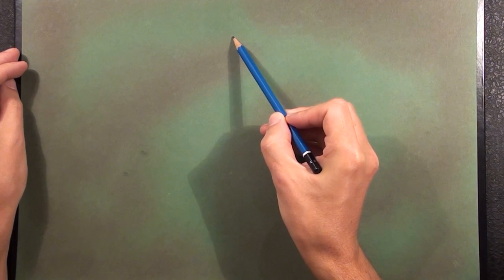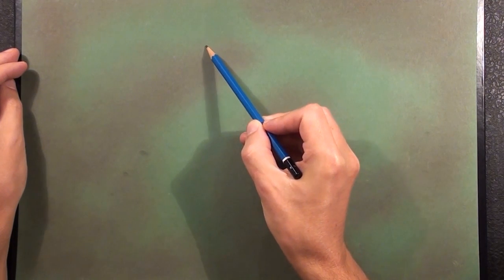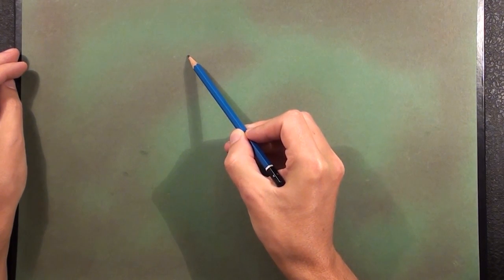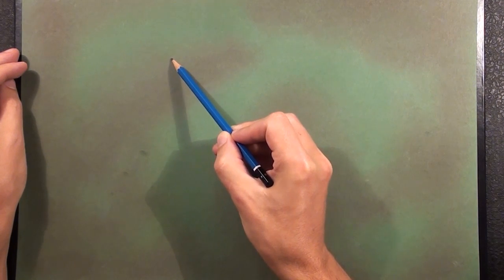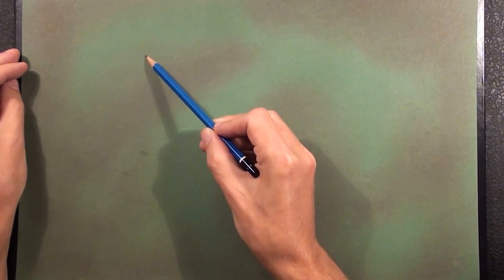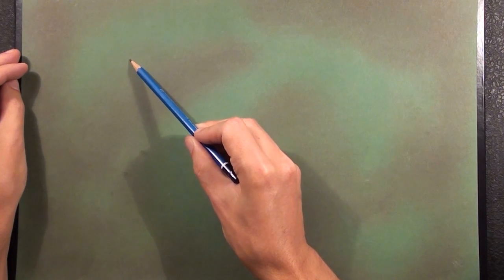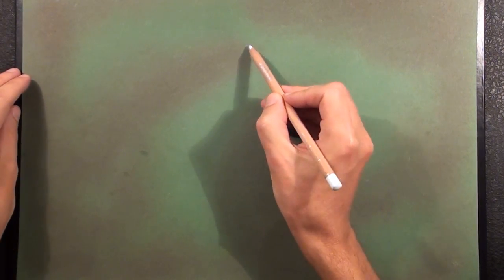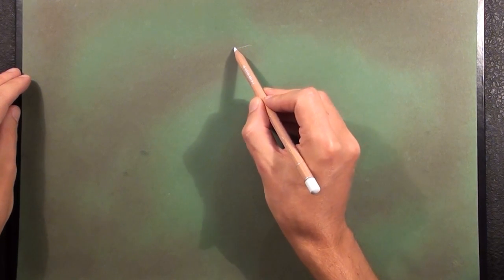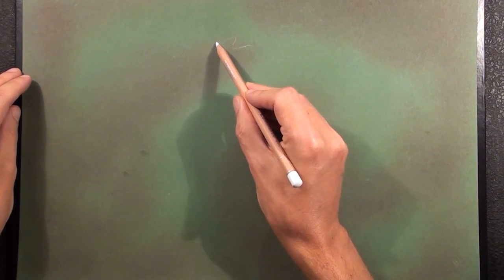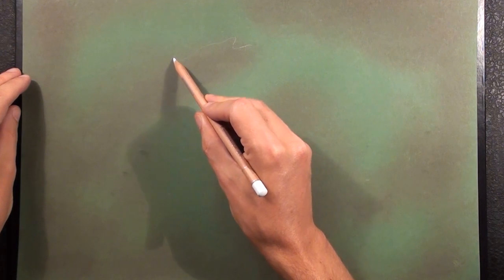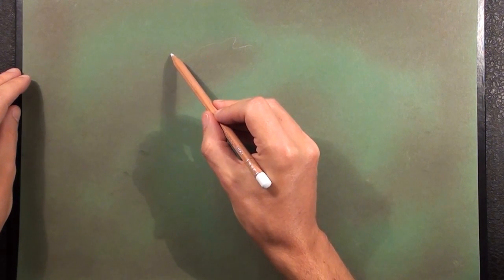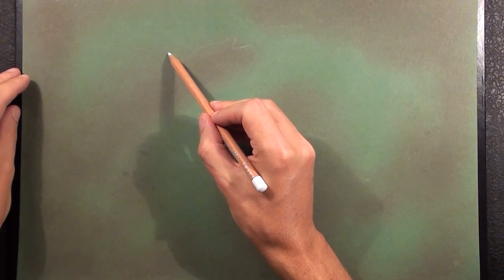So first I just want to do some rough sketching here. Probably I should use the white pen. So here we have the Lake Superior.